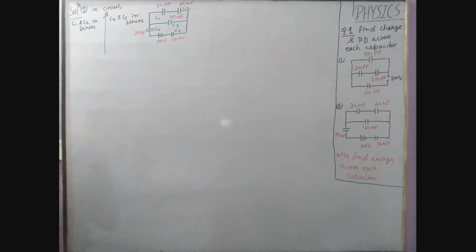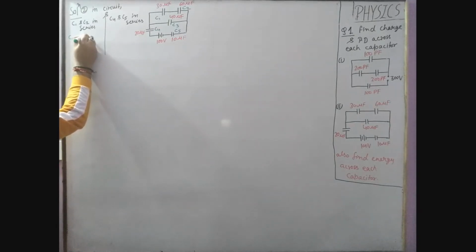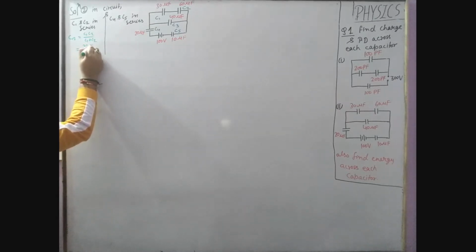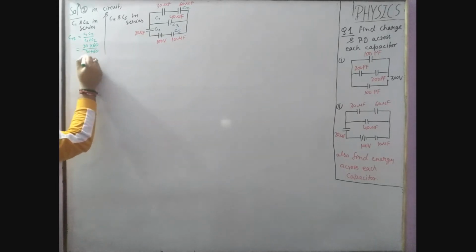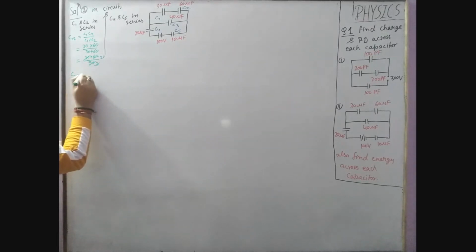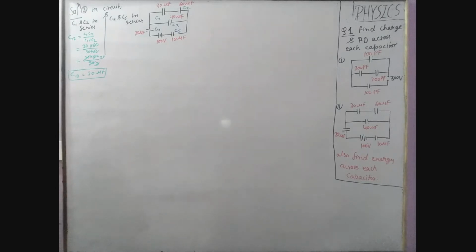Therefore we can calculate here that C12 is equal to C1 C2 upon C1 plus C2, which we calculate that 30 into 60 upon 30 plus 60, which is equal to 30 into 60 upon 90. This cancel by 3 times, this cancel by 20 times. So C12 is equal to 20 microfarad. This we have first solution.